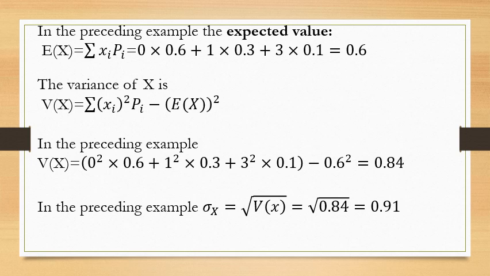The variance of x is sigma xi squared pi minus the expected value squared. The variance equals 0 squared times 0.6 plus 1 squared times 0.3 plus 3 squared times 0.1 minus 0.6 squared, which is 0.84. In the preceding example, sigma equals the radical of the variance, radical 0.84 equals 0.91.